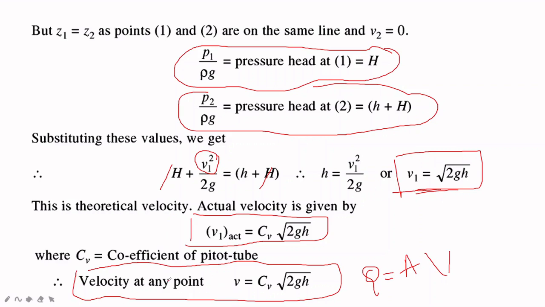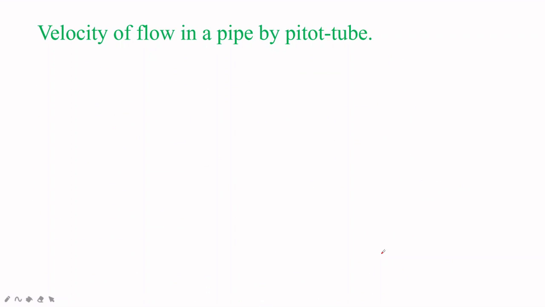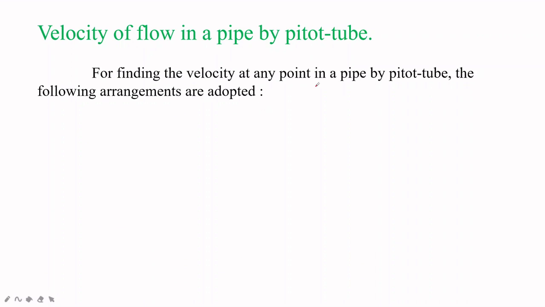So we have found the velocity at any point in a pitot tube, that is V is equal to Cv into root 2gh. Remember this point. Next, velocity of flow in a pipe by pitot tube. We have four cases, and we will discuss them. For finding the velocity at any point in a pipe by pitot tube, the following arrangements are adopted.